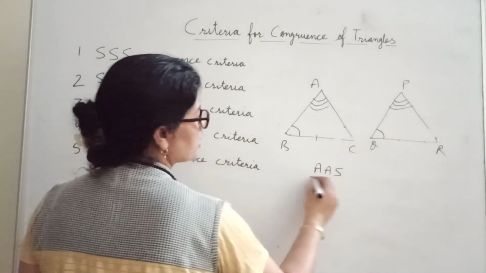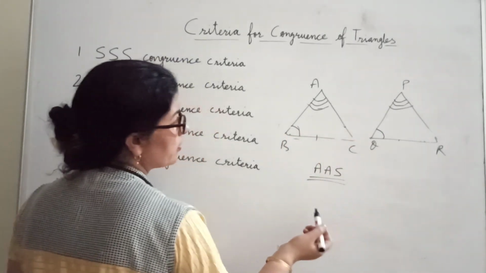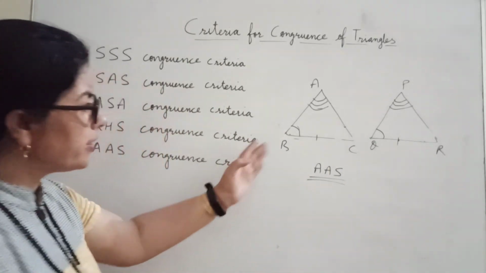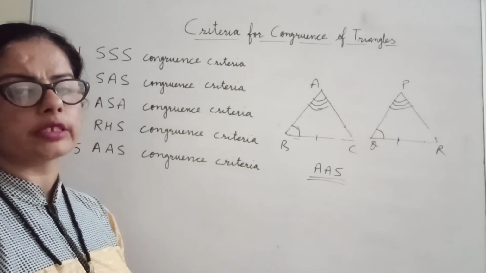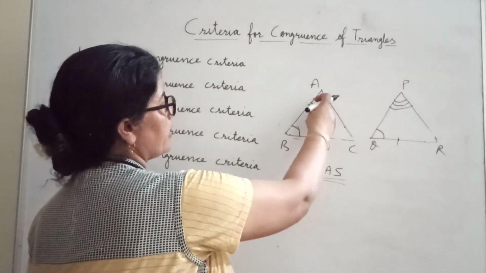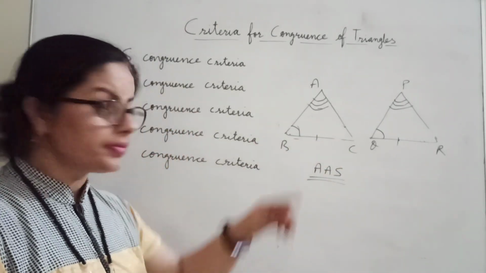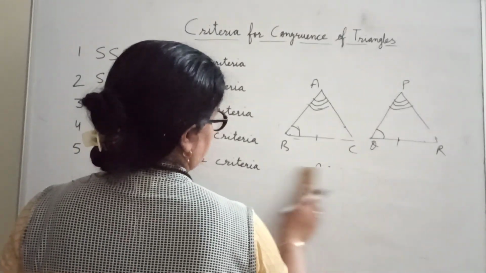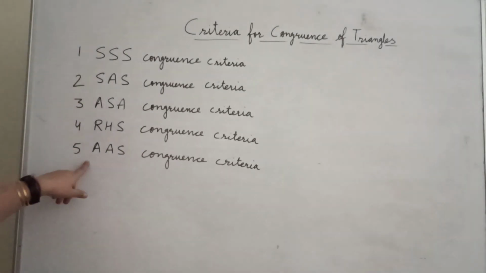And what this condition says is that if two angles and one side are equal to two angles and one side of another triangle, then the triangles are said to be congruent. The side may not be included. If the side is included, then it will be ASA. If the side is not included, then it will become AAS.